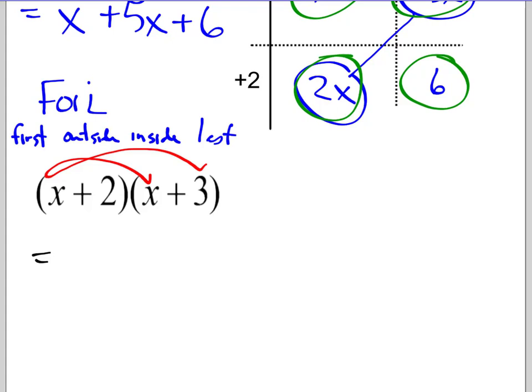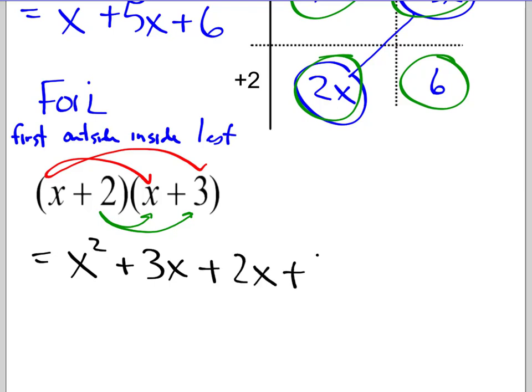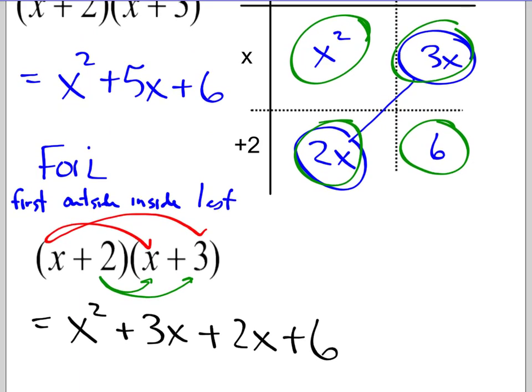So you would do x times x is x squared, x times 3 is 3x. And then you would do inside and last. And then you would have plus 2x plus 6. And you'll notice you get the exact same terms we got in the area model.